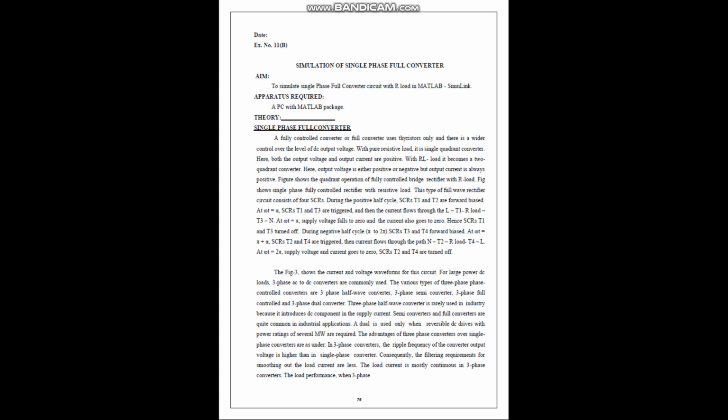Now we are going to see the experiment of simulation on a single phase full converter. The aim of the experiment is to simulate the single phase full converter using R load by the Simulink MATLAB software. The apparatus required is a PC with a MATLAB software package.